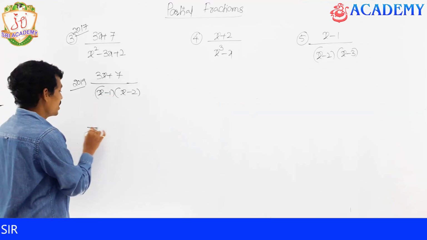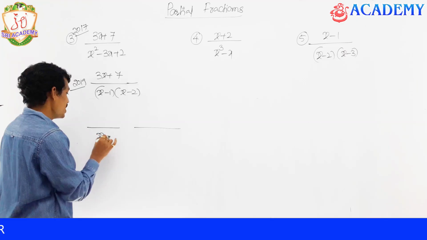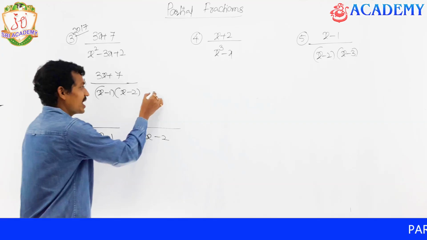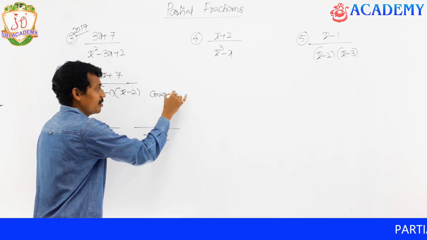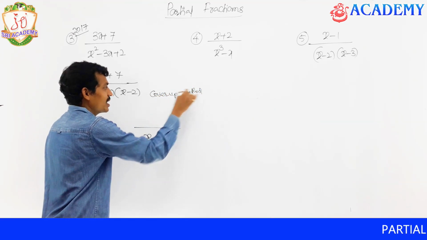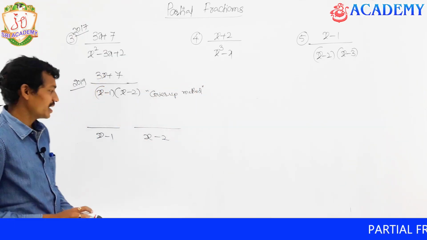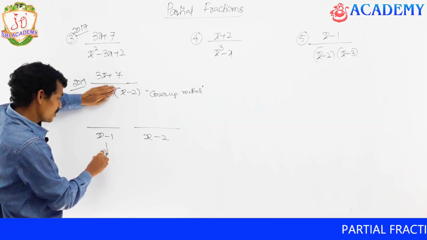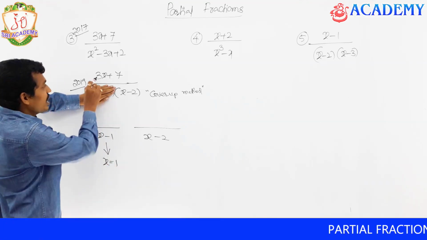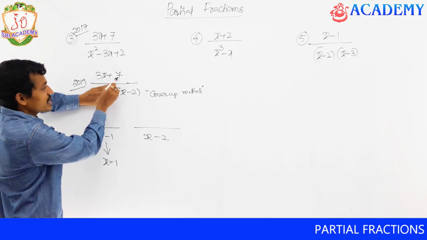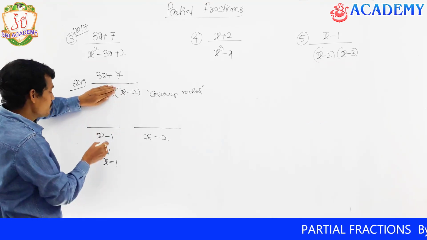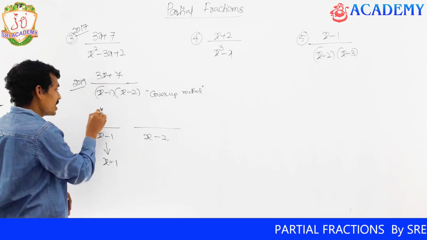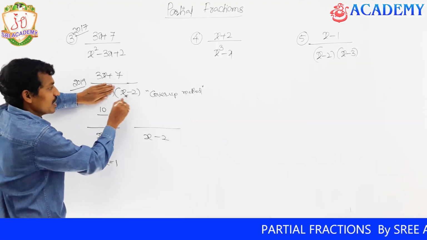Now I am writing those linear factors. One is x minus 1, another one is x minus 2. What are we using? Our shortcut, the cover up method. We have to do covering. Eliminating x minus 1, substituting x equal to 1. After eliminating, the remaining function is 3x plus 7 divided by x minus 2. In place of x, I am substituting 1: 3 into 1, 3 plus 7, 10 divided by 1 minus 2, minus 1.